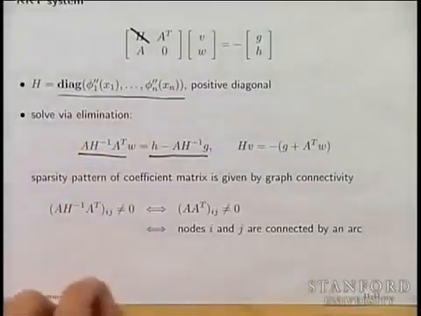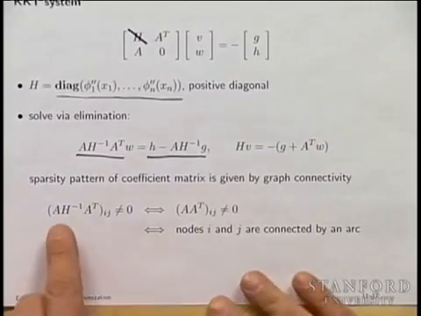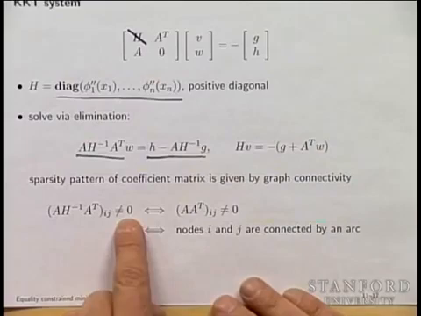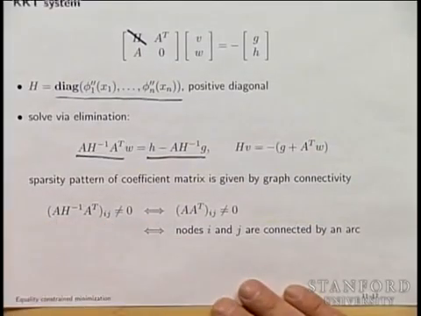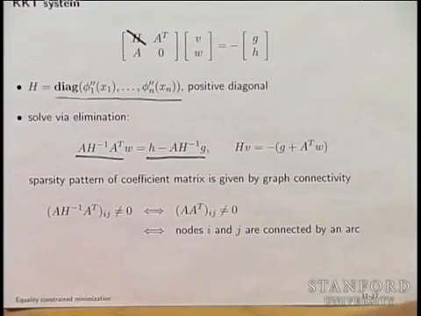By the way, the sparsity pattern of A diagonal A transpose is extremely easy to work out when A is a graph incidence matrix. It turns out that (A diagonal A transpose) Ij is not 0 if and only if I and J are connected by an arc. That's a nodes by nodes matrix that you're solving. So that even tells you about the sparsity pattern you're going to see.